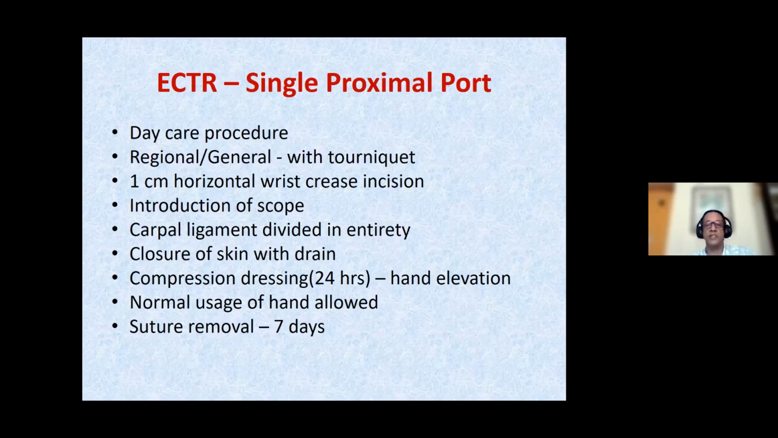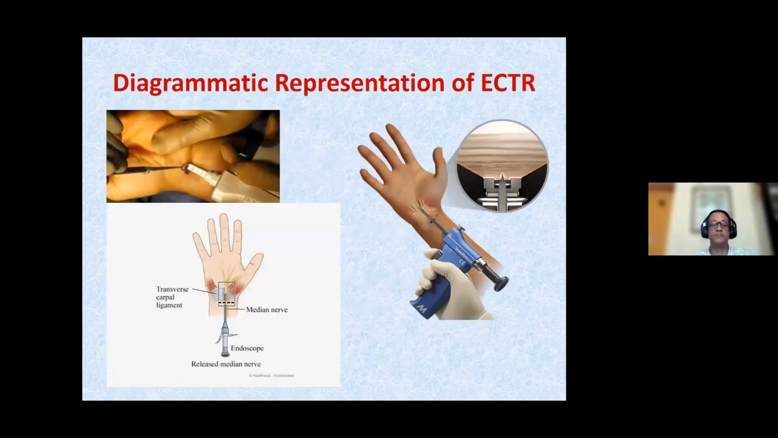Again, usually a compression dressing. The advantage here is that the patient can get back to work almost the very next day, compared to the classical bigger incision. Here, the patient can get back to work from the very next day, and sutures, which are usually 1 or 2 at the most, are removed by about 7 days.